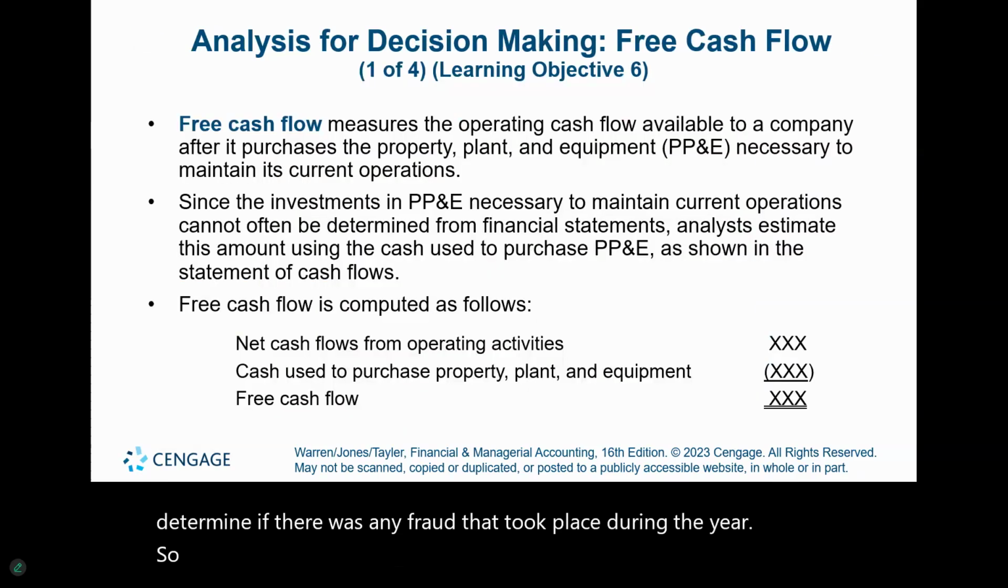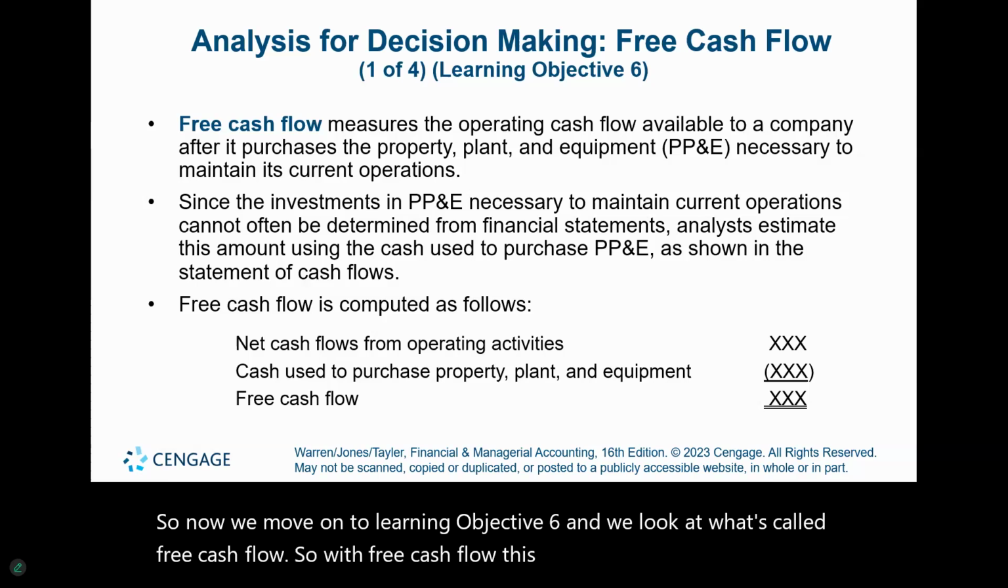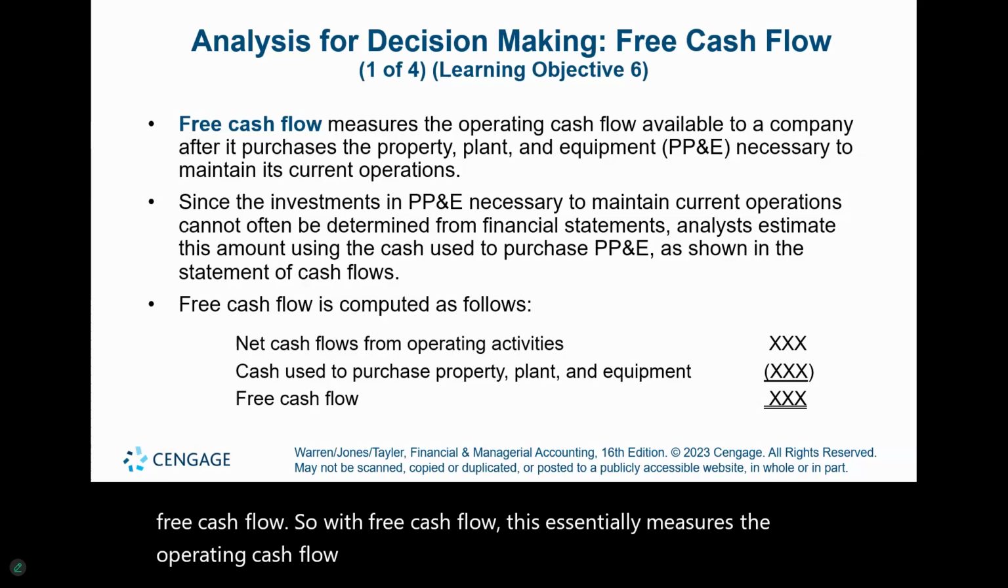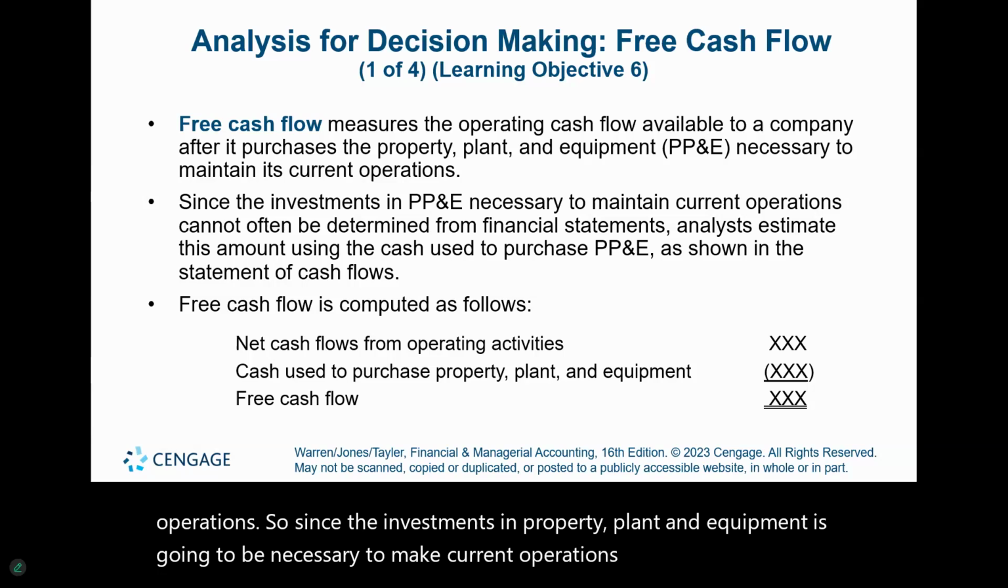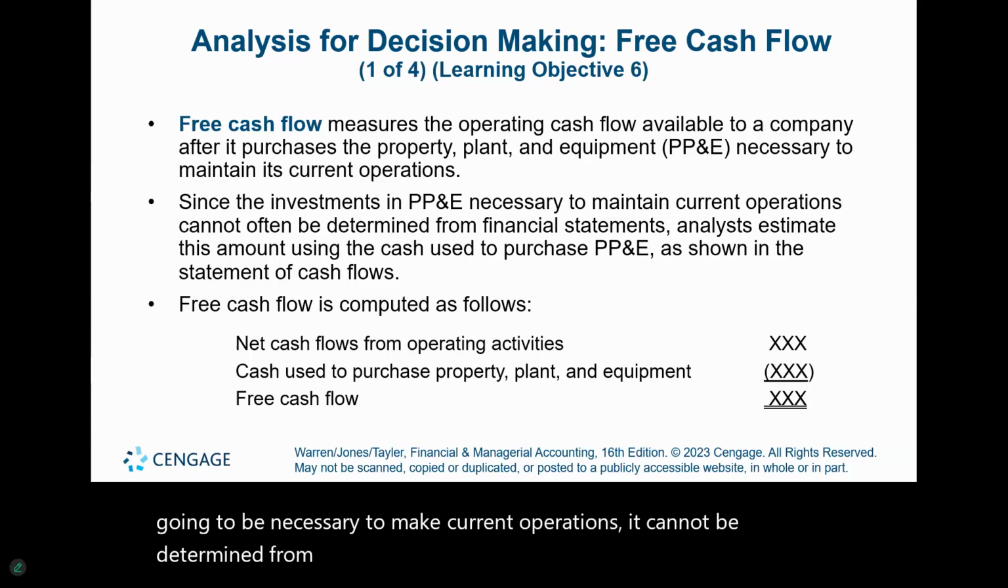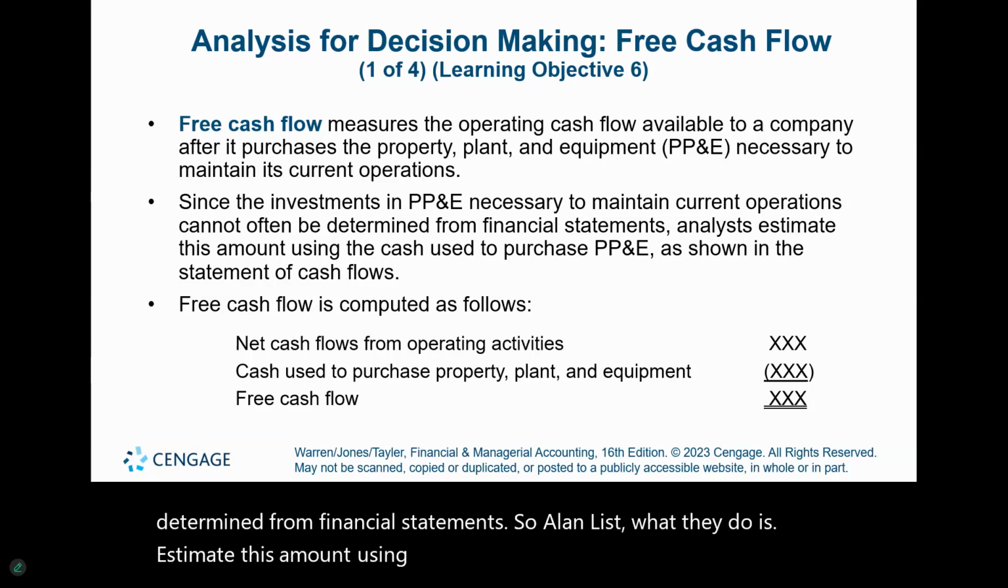So now we move on to learning objective 6, and we look at what's called free cash flow. So with free cash flow, this essentially measures the operating cash flow available to a company after they purchase any property, plant, and equipment necessary to maintain their current operations. So since the investments in property, plant, and equipment necessary to maintain current operations cannot be determined from financial statements, analysts estimate this amount using the cash used to purchase property, plant, and equipment as shown in the statement of cash flows.